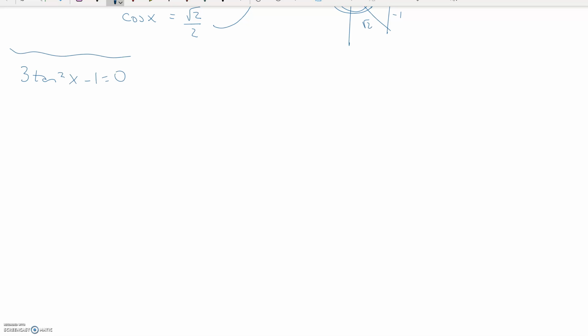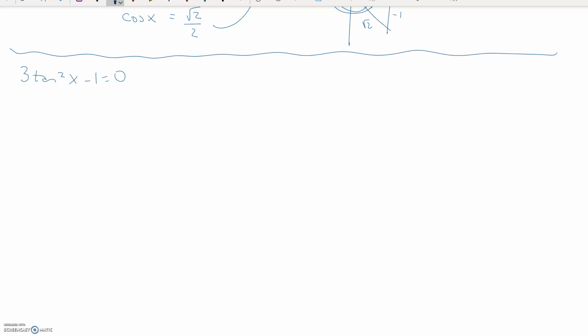All right, guys, so that is the basic idea behind solving trig equations. All right, so let's take a look at this one: 3 tangent squared x minus 1 equals 0. Again, pause the video here, try it yourself, see how far you can get, see what you come up with, and then come on back once you have it.